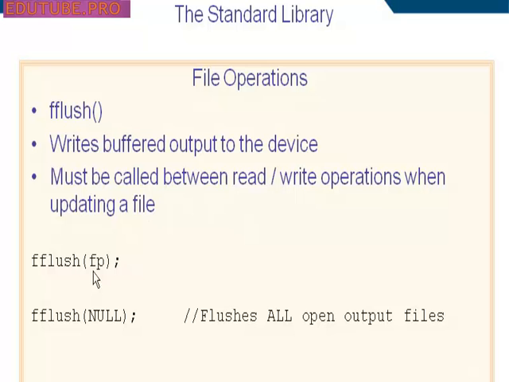So an fflush with null as its file pointer, with no file pointer basically, flushes all of your open output files. So you can have multiple open output files to write to, two or three, many files at once, however many you like, and an fflush null will make sure they're all cleared. Good thing to do right before you leave a program.